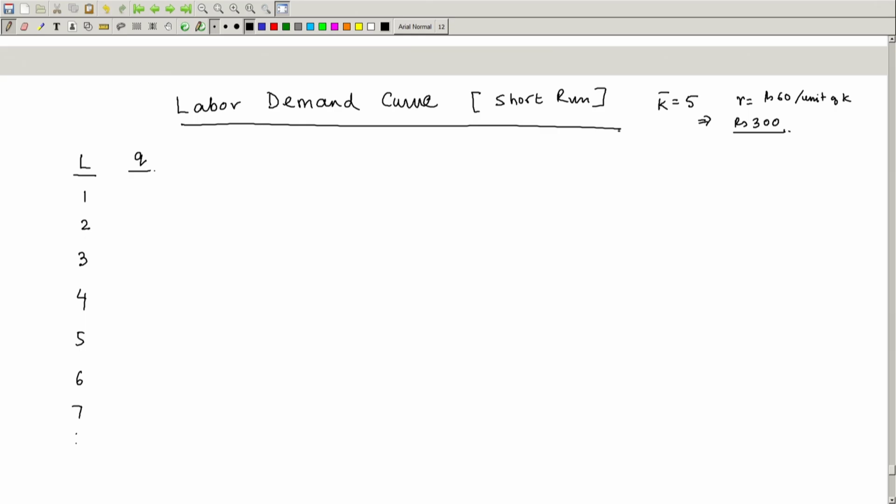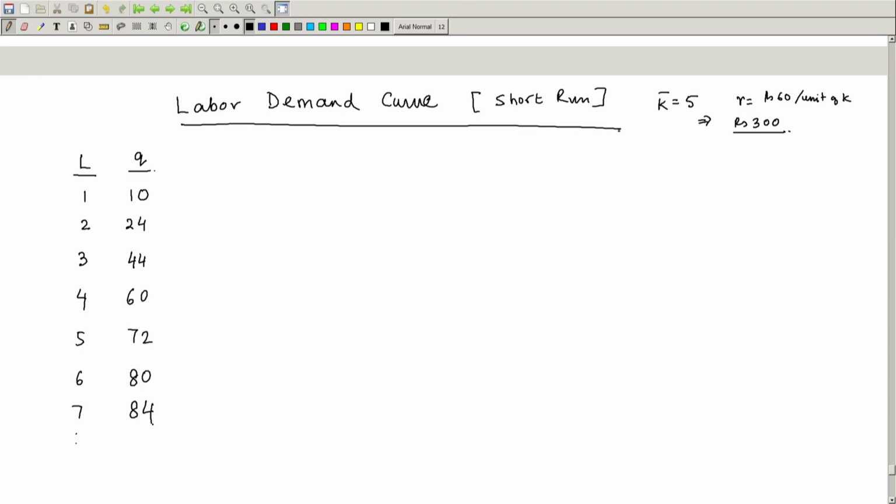So, let us say the output associated with the different combinations of labor input is the following. With 1 labor hour, let us say I produce 10 units. With 2 labor hours, the quantity produced is 24. With 3, it is 44. With 4, it is 60. With 5, it is 72 units. With 6, it is 80. And with 7, it is 84.